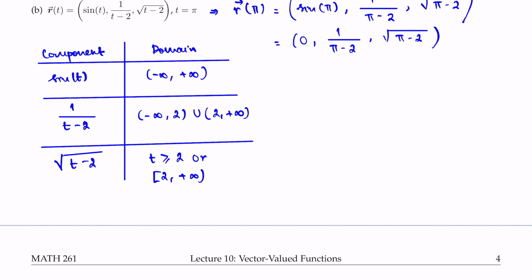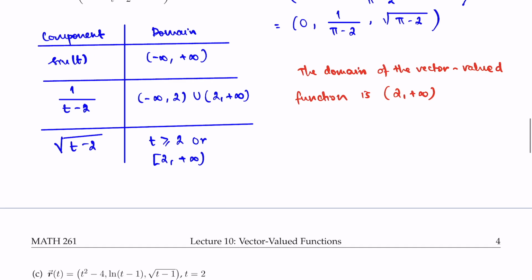And then to find the domain of the vector valued function, you find the intersection of these three intervals, or these three domains. And it turns out that the domain of the vector valued function is from 2 to positive infinity and does not include the endpoint 2. So now let's move on to the next example.